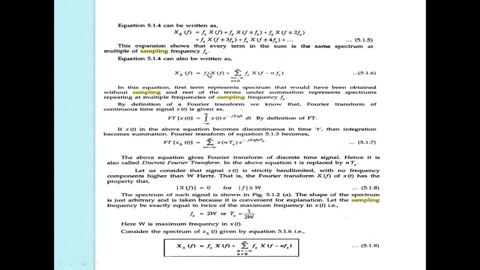Why do I take this function as a rectangular function from minus omega to omega, or minus fm to plus fm? Let the sampling frequency be exactly equal to twice the maximum frequency. Fs is equal to 2 omega, or 2 fm. Here omega is the maximum frequency in x of t.